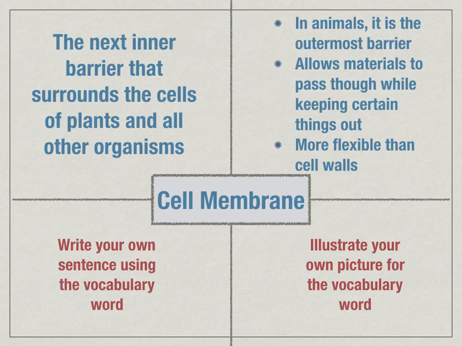Moving on, within the cell wall is the cell membrane. So this is the next inner barrier that surrounds the cells of plants and all other organisms. Now, if an organism does not have a cell wall, this will be the outermost barrier. And so in animals, this is the outermost barrier. And you and me, this is our outermost barrier of our cells. This allows materials to pass through while keeping certain things out. It happens to also be more flexible than cell walls, more permeable. When it's referring to allowing materials to pass through, that's referring to the word permeable, whether something has a high permeability or low permeability.